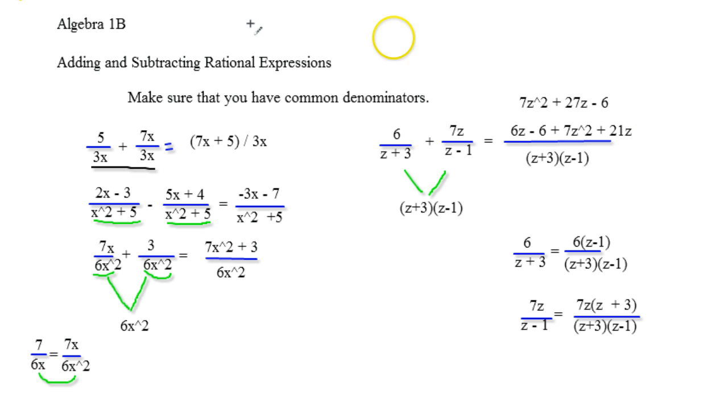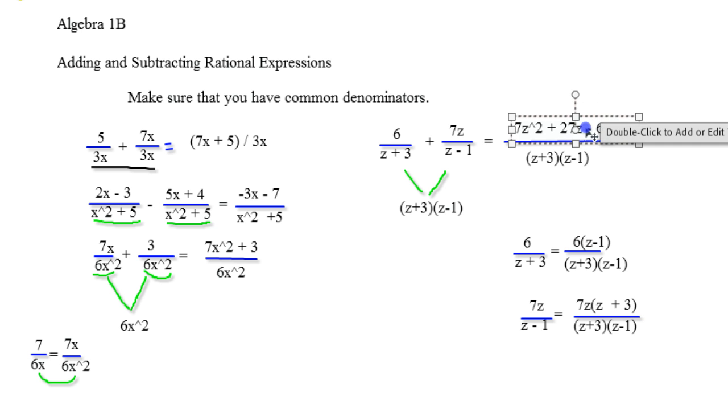So your final answer, and you are going to kind of have to ignore this stuff in here, okay, is going to be, well, let me just move it since I can do that. Is just going to be 7z squared plus 27z minus 6 over z plus 3 times z minus 1.